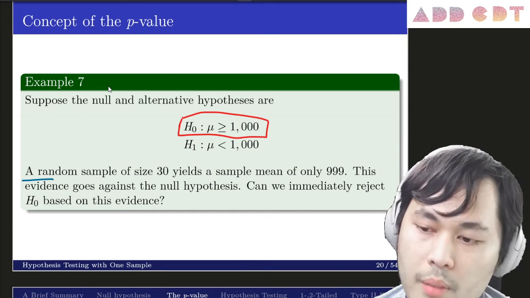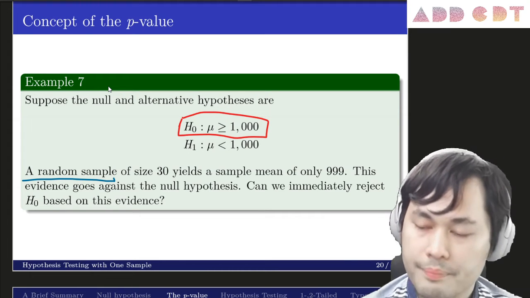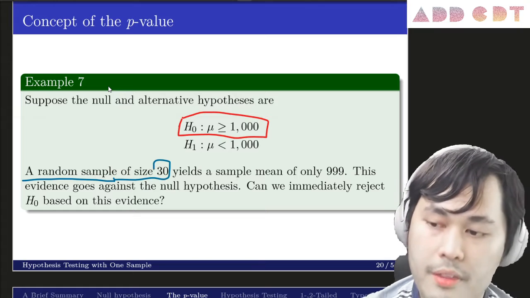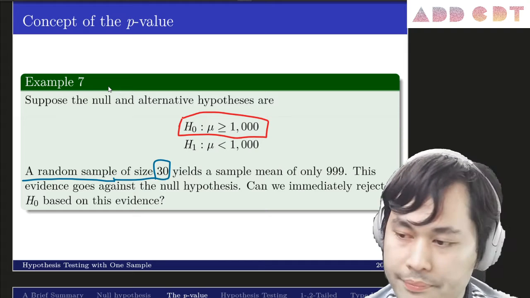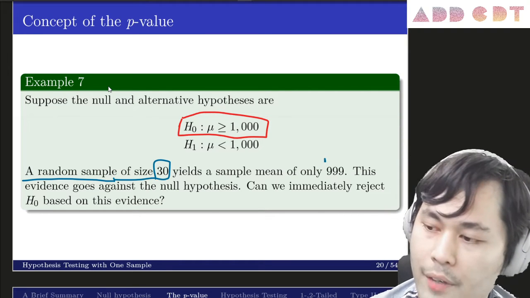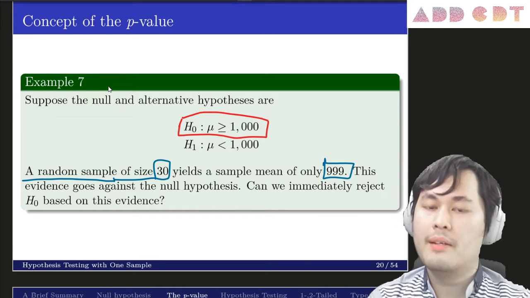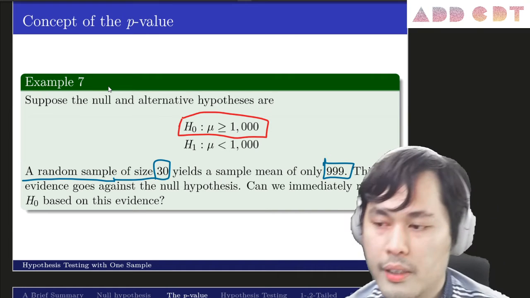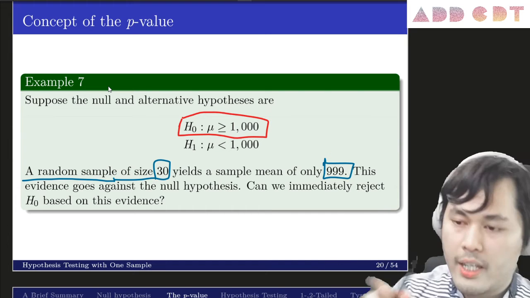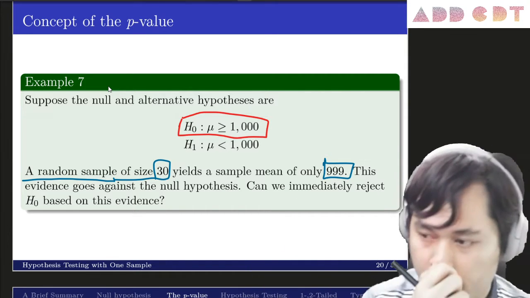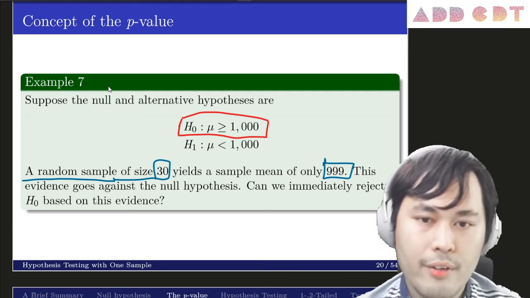So what we do here is, of course, we have to get a random sample of a size that we can manage, let's say 30, the standard number. So let's say that a sample of size 30 gives us a mean of 999. We believe that the average is at least 1,000, but from one sample, the number turns out to be 999. Of course, this goes against our hypothesis in the first place. We think it's at least 1,000, but this says it is 999.